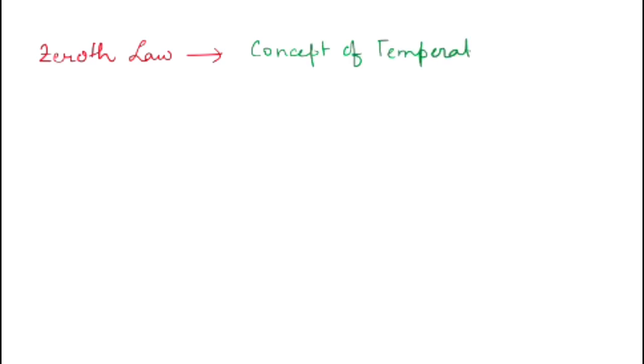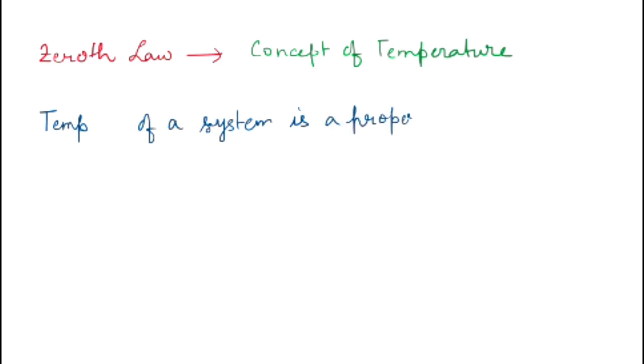The zeroth law is an experimental observation which forms the basis of the concept of temperature. Therefore, from the zeroth law of thermodynamics, we get the concept of temperature. So, the temperature of a system is a property that determines whether or not the system is in thermal equilibrium with another system.